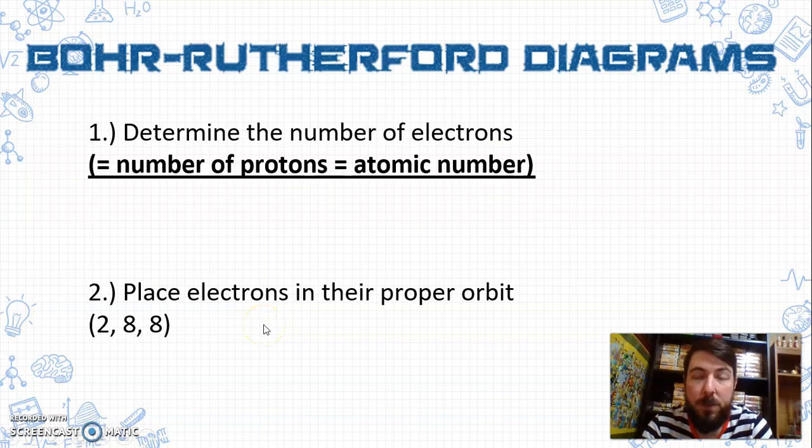So what we do to make the diagram is first we have to figure out the number of electrons. The number of electrons is the same as the number of protons, which is the same as the atomic number. So for example, hydrogen has an atomic number of 1. It has 1 electron. If you take something like chlorine, whose atomic number is 17, well, that will have 17 electrons. And then we can place the electrons in their proper orbit, remembering this 2, 8, 8 rule.